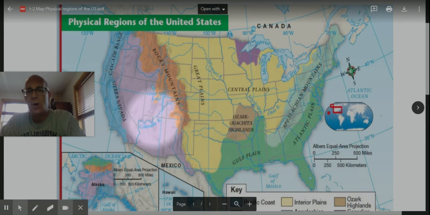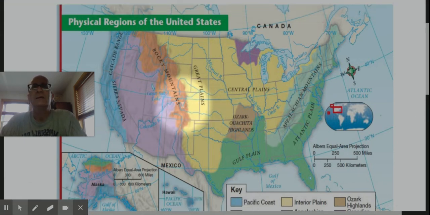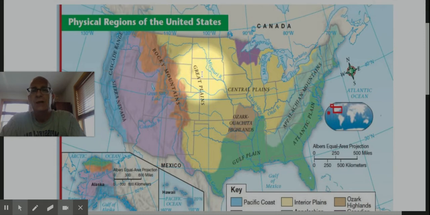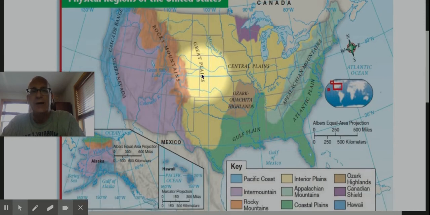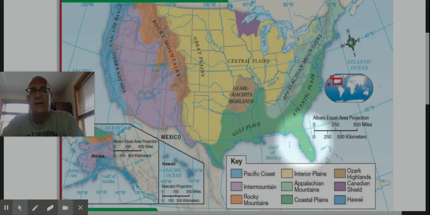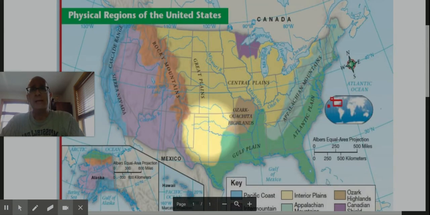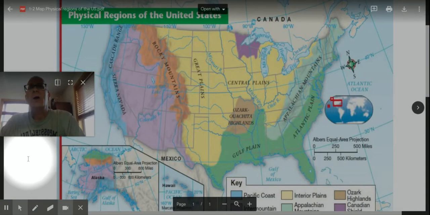Okay, let's talk about some of these different types of regions. Here we have a pretty cool map that appears in your textbook, and it's titled Physical Regions of the United States. And you'll notice that there are a whole bunch of different colors on this map. Each of the colors on the map, as you can see from the key down here, are going to represent a different physical region, okay? Physical region of the United States. Now, let's go back to our reading, okay?